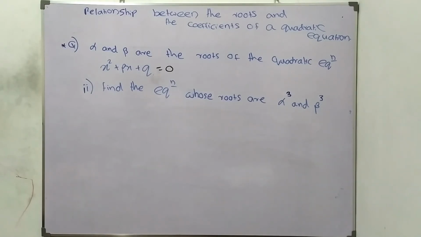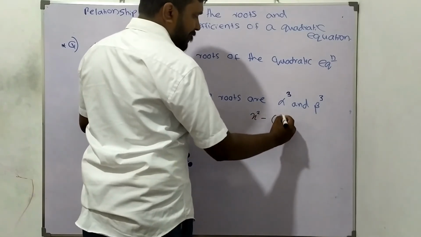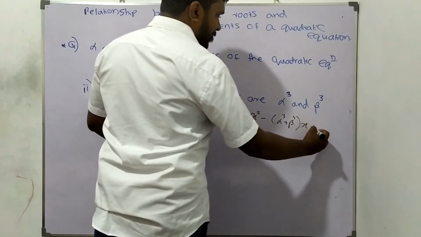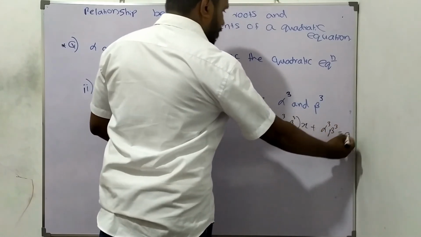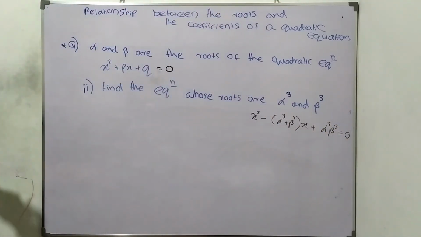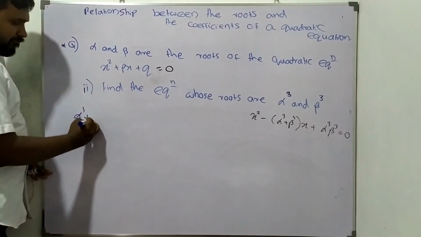Okay, next example. Find the equation whose roots are alpha cubed and beta cubed. So how do we get the equation with alpha cube and beta cube as roots, in terms of p and q? Okay, again I have to write the addition of the roots and the product of the roots into the main formula. This is the main formula. You have to work with alpha cube and beta cube.